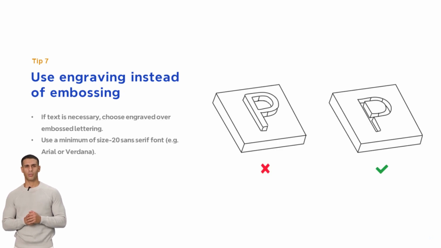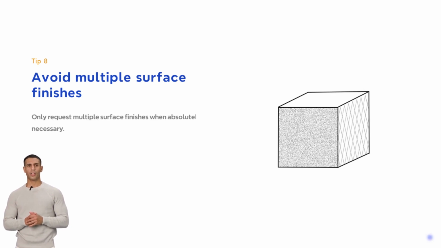Tip number 7, use engraving text instead of embossing. Incorporating text on the surface of a CNC machined part can elevate costs due to the need for additional and time-consuming machining steps. If text is essential, opt for engraved lettering rather than embossed, as it typically requires less machining time and resources. Alternatively, surface finishing methods like silk screening and painting are generally more cost-effective for adding text to CNC machined parts. Choosing these methods can help mitigate expenses while still achieving the desired text or lettering on the part's surface.